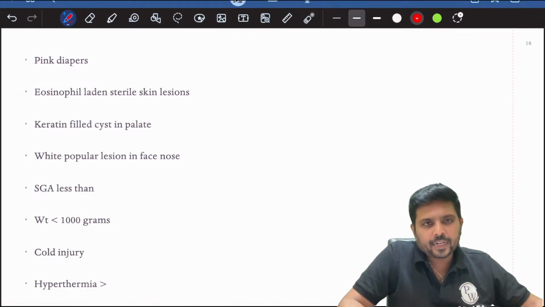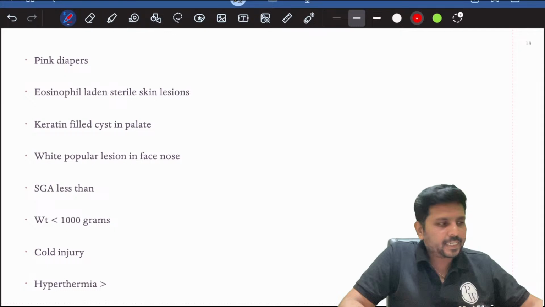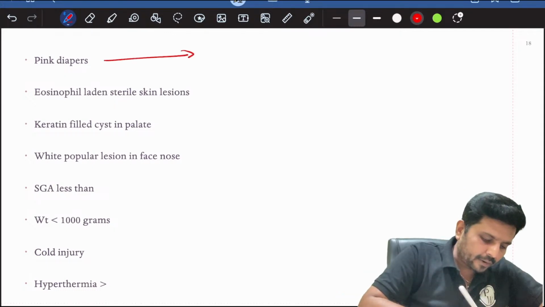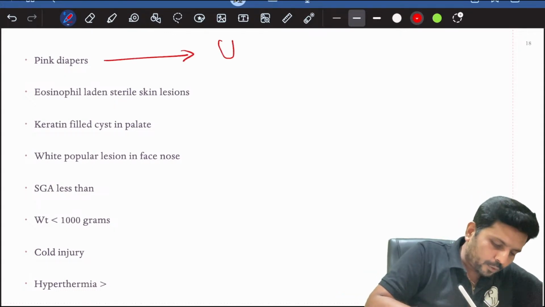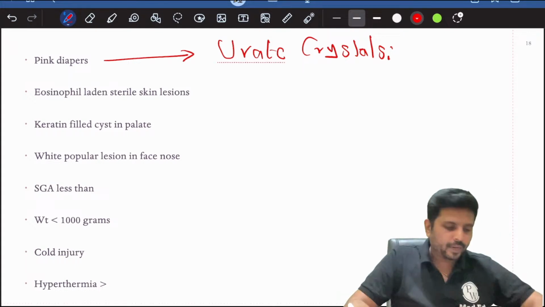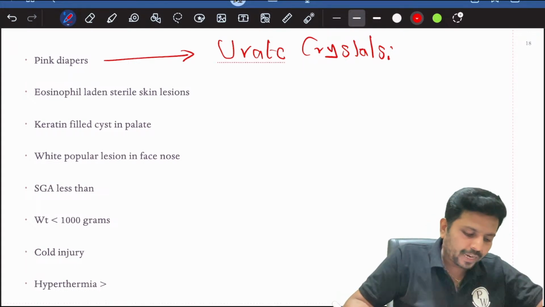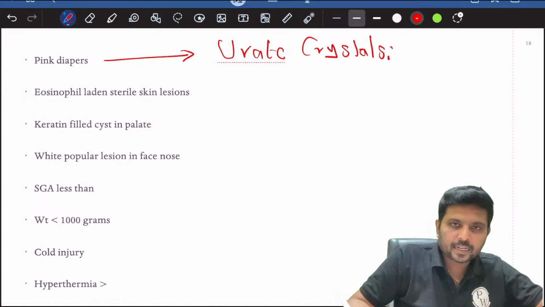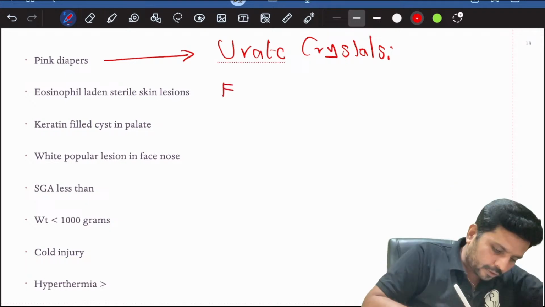Okay, some neonatal conditions. Pink diapers are mainly due to urate crystals. Normal. Eosinophil-laden sterile skin lesions are called erythema toxicum.